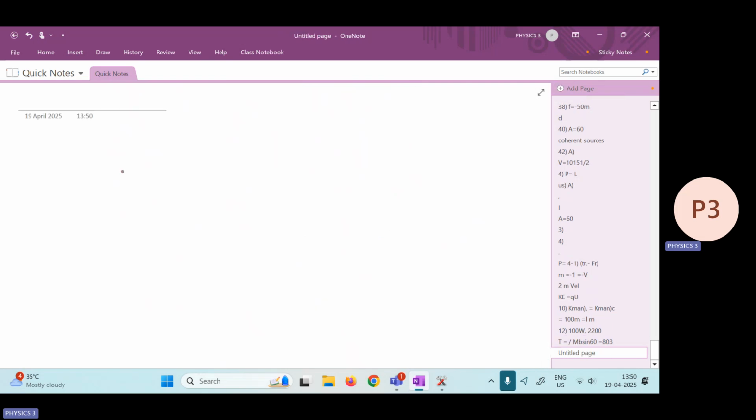The 14th question. In the 14th question, we are given a disk performing pure rolling. If the speed of the top point is 8 meter per second, find the speed of point B.